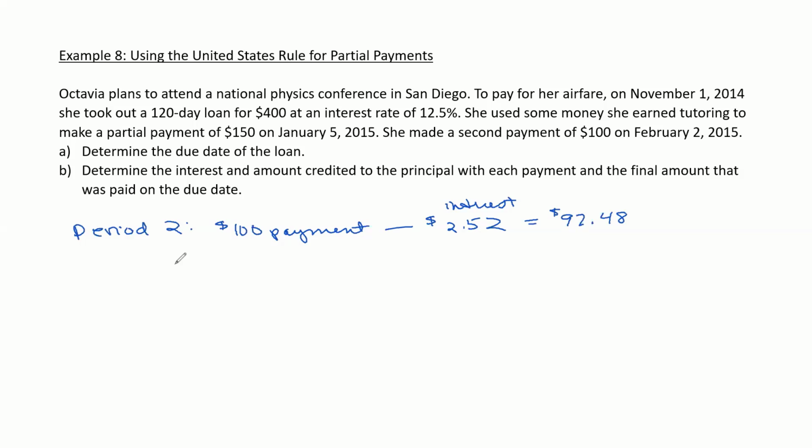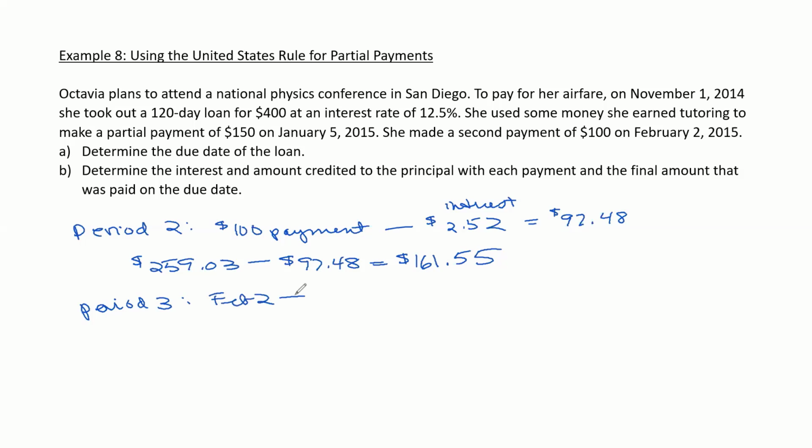Now we can take what she owed, the $259.03, and subtract that $97.48. Once that interest was paid, we can take the rest and take it off the balance of what she owed. And now she only owes $161.55. Now, period 3 is going to go to March 1st when the loan ends. So we're going from February 2nd to March 1st. Using the dates calendar, it's 27 days.